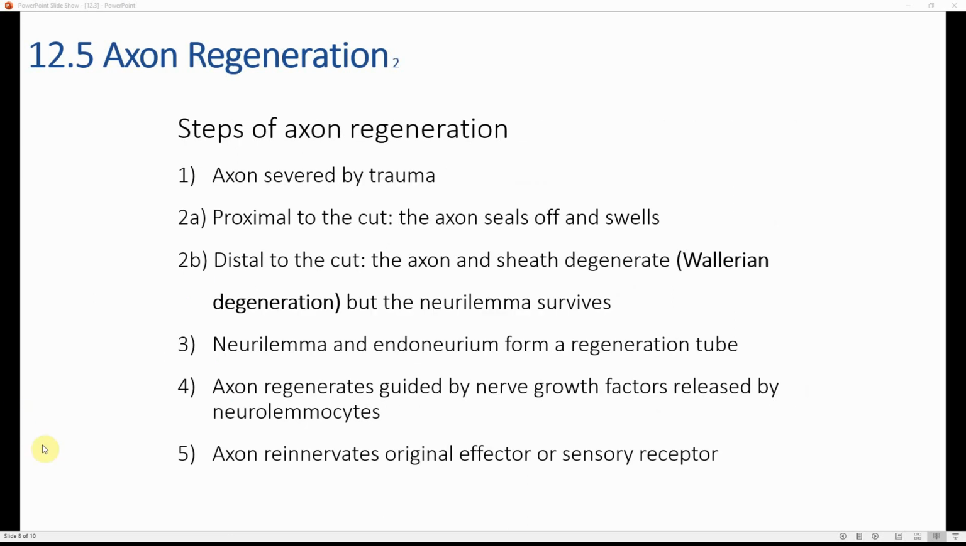To regenerate inside of the peripheral nervous system, we have our axon that's damaged, and then proximal to that area, the axon is actually going to seal off and swell up a bit. Distal to the cut, the axon sheath is going to degenerate, but the neurolemma is going to survive. The neurolemma and the endoneurium will form a regeneration tube, which, along with growth factor released by the neurolemmacytes, is going to help guide the growth of new axon collateral filaments that will fill up the area and then merge together and make a single large axon again that will reinnervate the original tissue that it was already innervating.